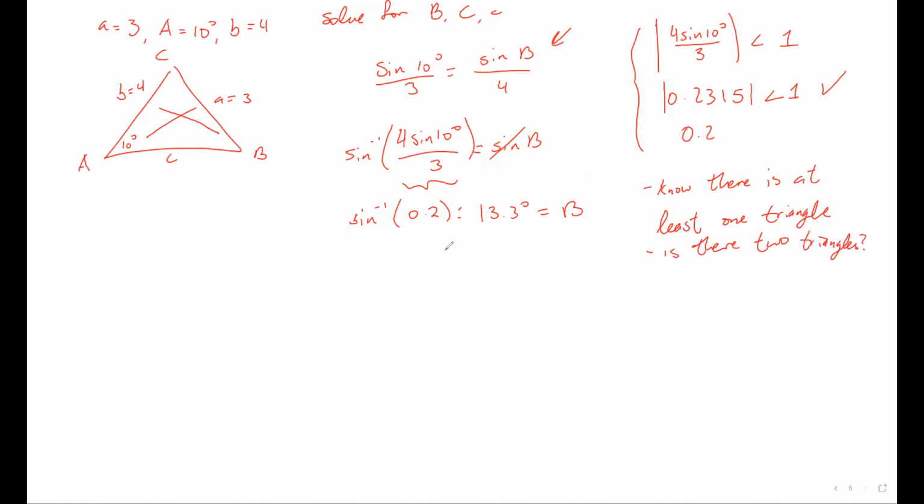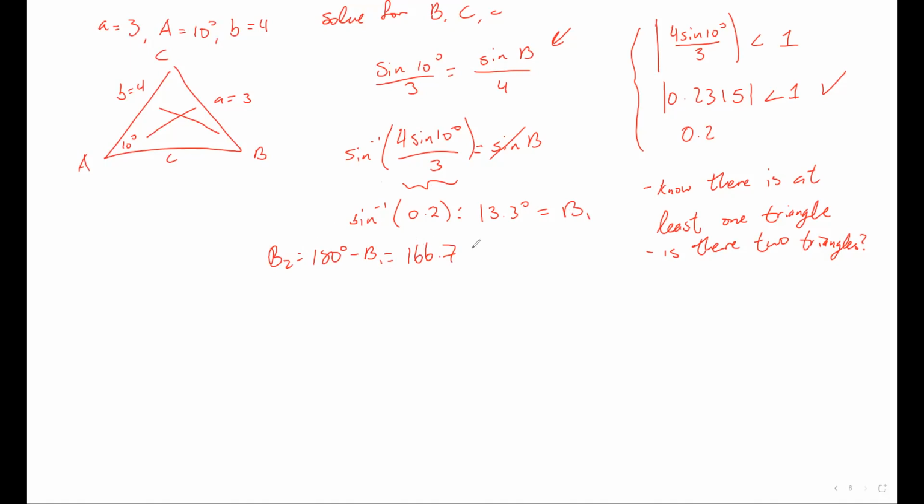All right, so the way we do that is we compute the second possible value of b. So I'm going to call this b1. b2 is going to equal 180 minus b1. So we can punch that into a calculator. That is going to be 180 minus 13.3, which is 166.7. All right, so that's b2.